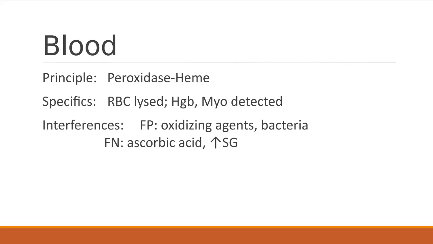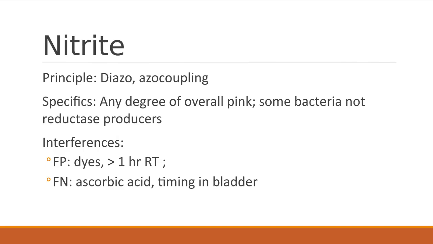Ascorbic acid, we'll talk about that in just a little bit, but when you start talking about stuff that causes false positives and negatives, that's a really big one, your ascorbic acid. And your second one is going to be whenever you have a urine that's out for a long time or it's not stored at the right temperature. So those are your two big interferences, but we'll talk about that a little bit later.